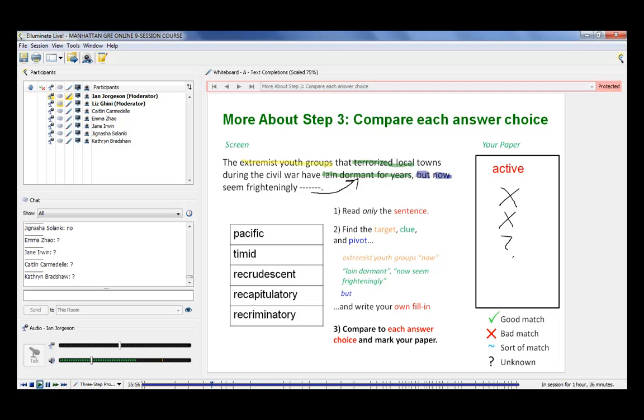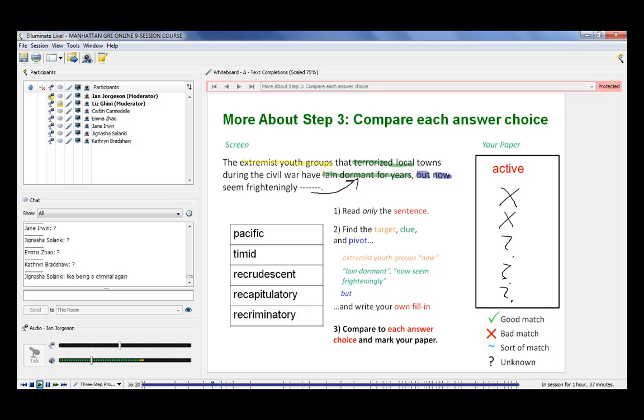All right, that's definitely a question mark. How about recapitulatory? Okay, mostly question marks. We'll come back to that. How about recriminatory? All right, mostly question marks.